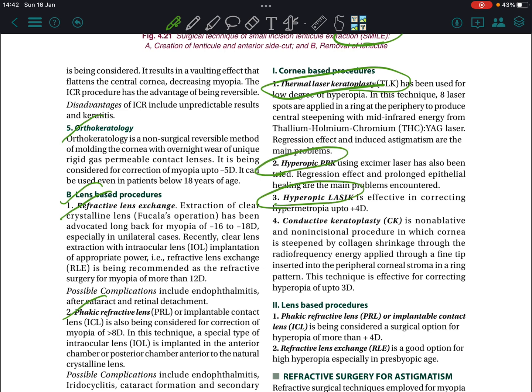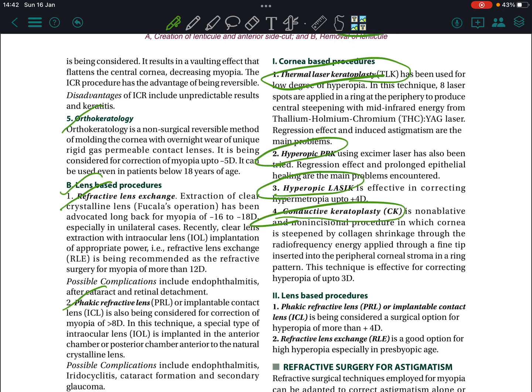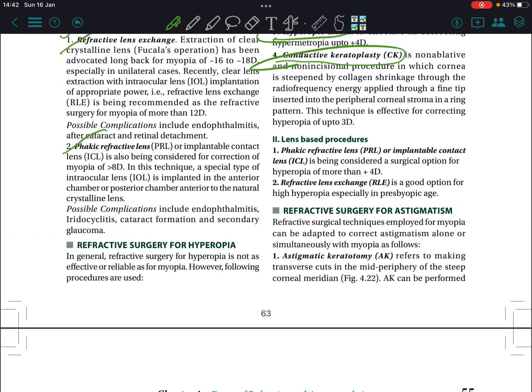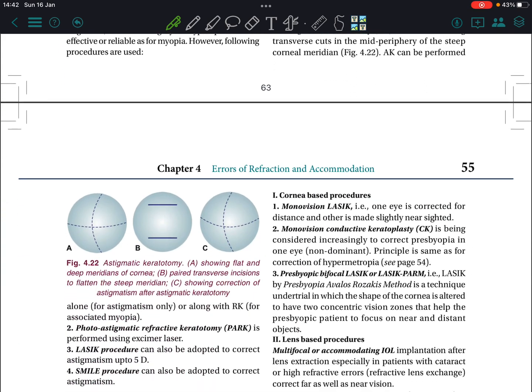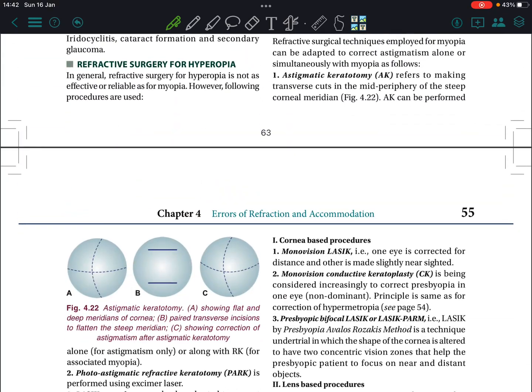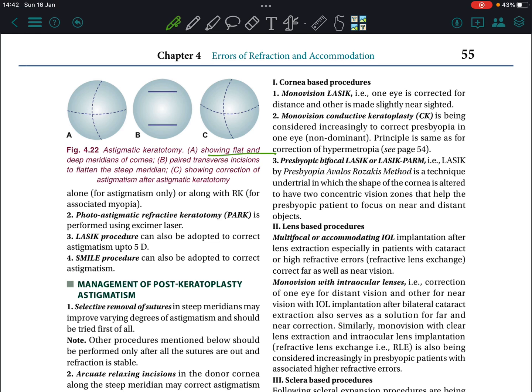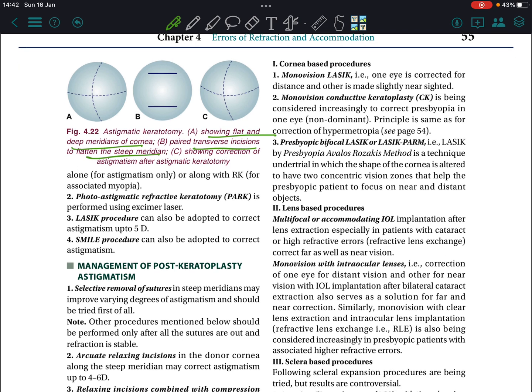hyperopic PRK, hyperopic LASIK, conductive keratoplasty. Lens-based procedures: refractive lens exchange, phakic refractive lens, implantable contact lens. Refractive surgery for astigmatism: astigmatic keratotomy, showing flattened steep meridian of cornea, paired transverse incisions on the steep meridian, showing correction of astigmatism after astigmatic keratotomy.